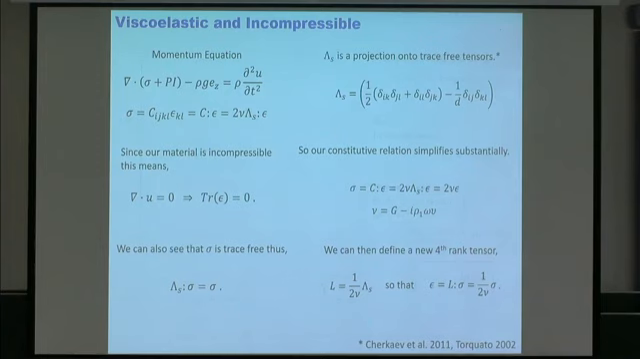Okay, so when we come to that, we have our momentum equation, our constitutive relation, and with this term lambda s, it's actually a projection onto trace-free tensors. So because this is an incompressible material, the trace of epsilon is 0. So that means that lambda s contracted with epsilon is epsilon. So our constitutive relation simplifies quite a bit.